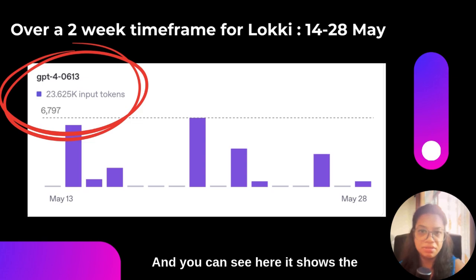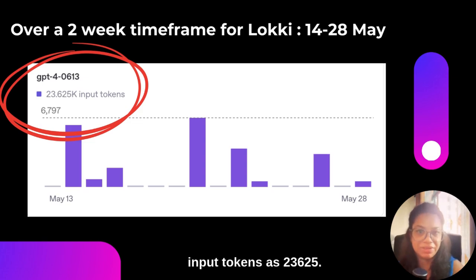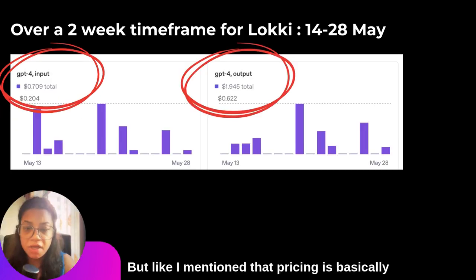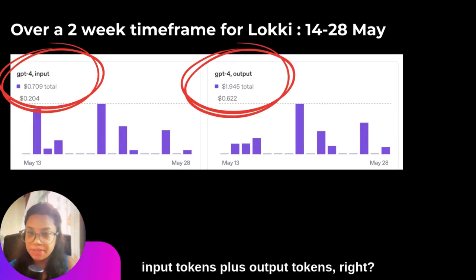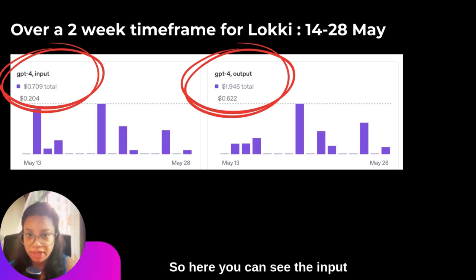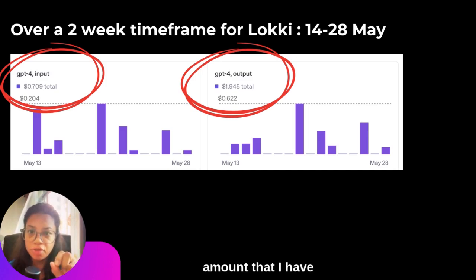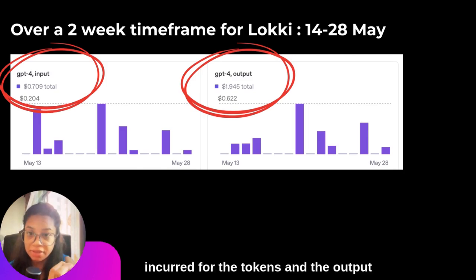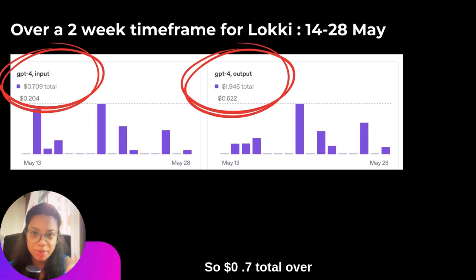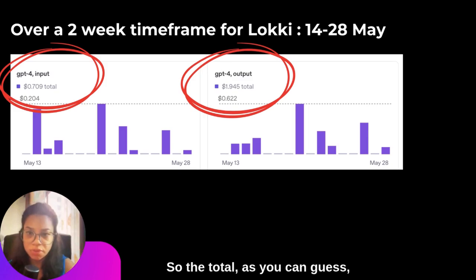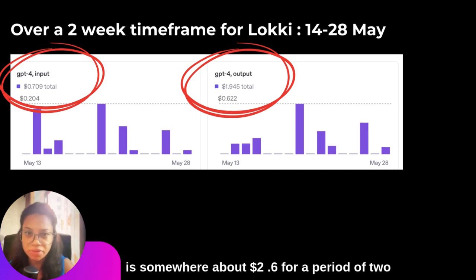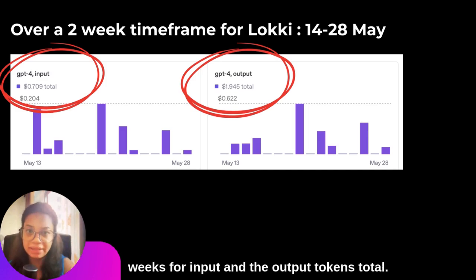And you can see here it shows the input tokens as 23625. But like I mentioned, that pricing is basically input tokens plus output tokens, right? So here you can see the input amount that I have incurred for the tokens and the output as well. So $0.7 total over the time frame of 2 weeks. And similarly for output, I have incurred $1.945 over the period of 2 weeks. So the total, as you can guess, is somewhere about $2.6 for a period of 2 weeks for input and the output tokens total.